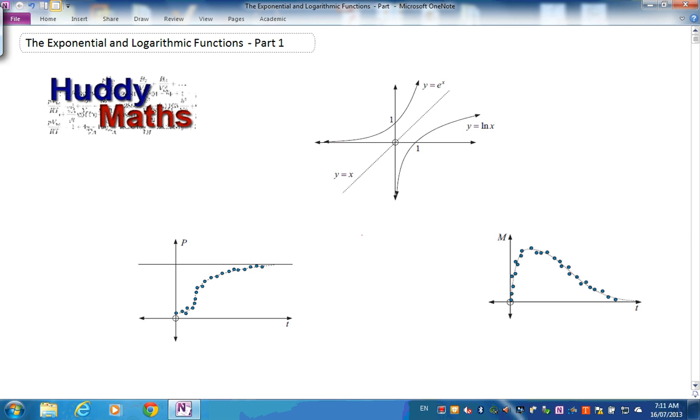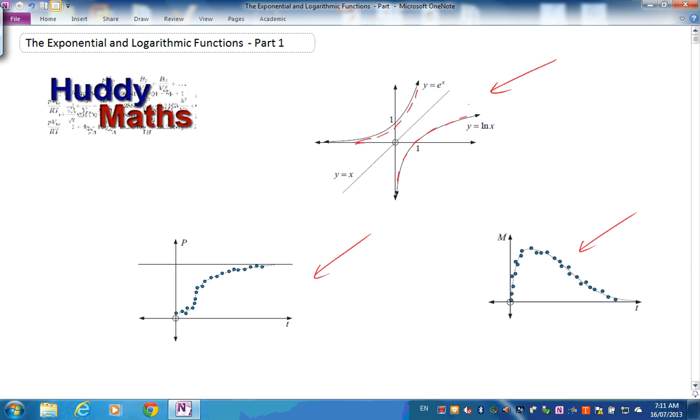This is part one, and we're going to look at a lot of interesting functions here, which are important in modelling certain practical situations in the real world. And we're going to look at the derivatives of it, of course, as well, because the exponential function is a function which is increasing at an increasing rate. And a log function is a function which is increasing at a decreasing rate.